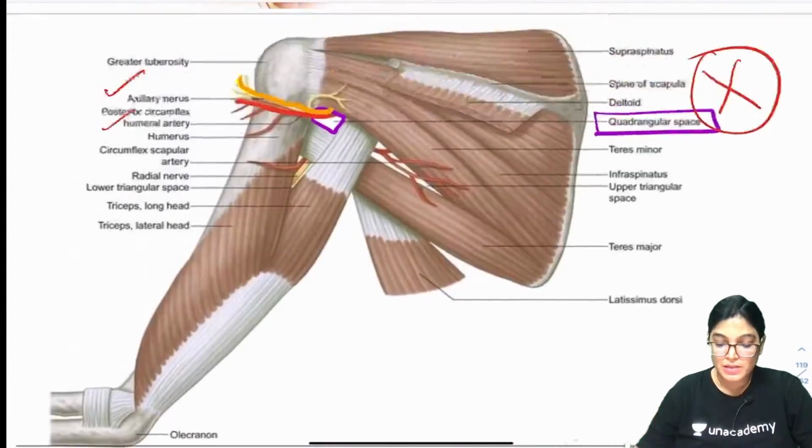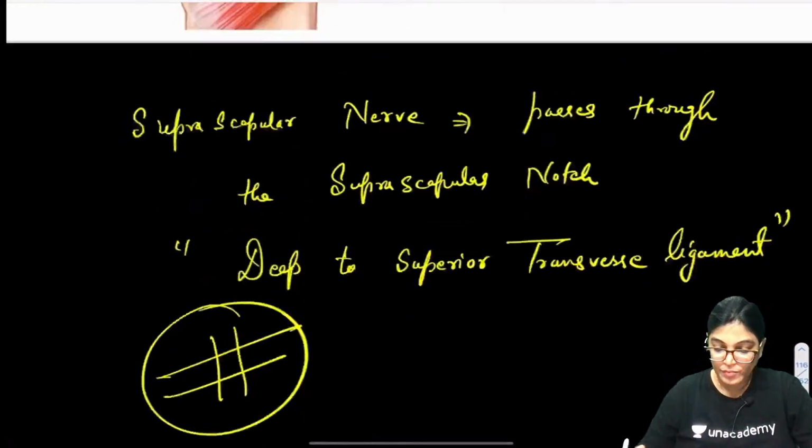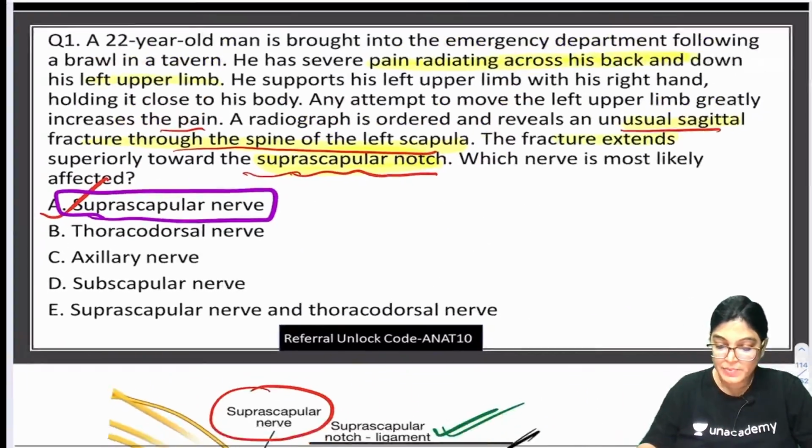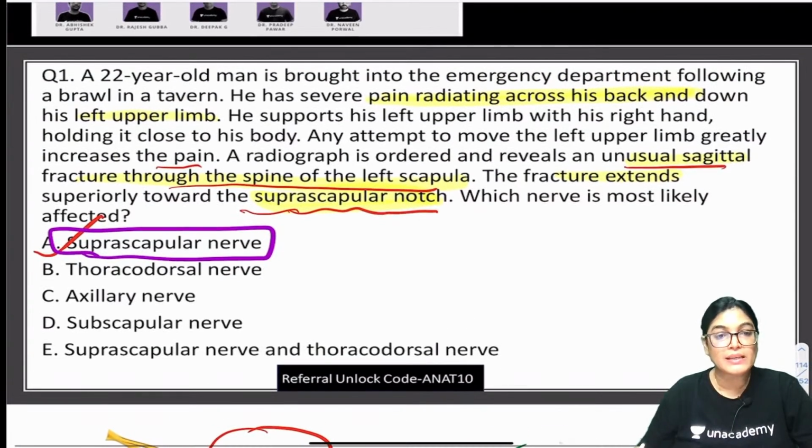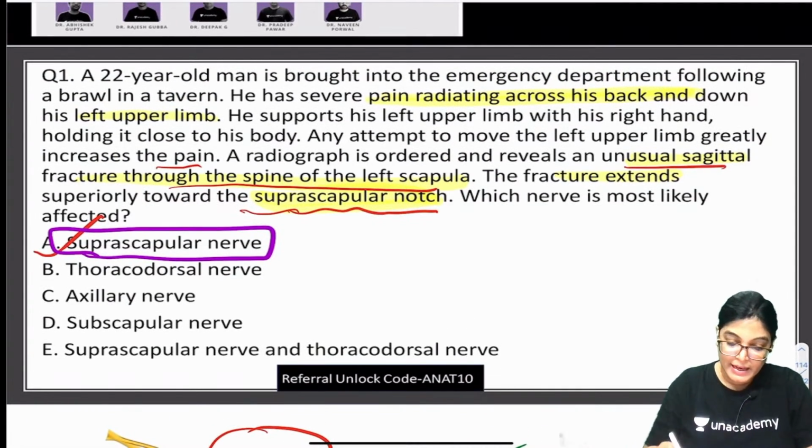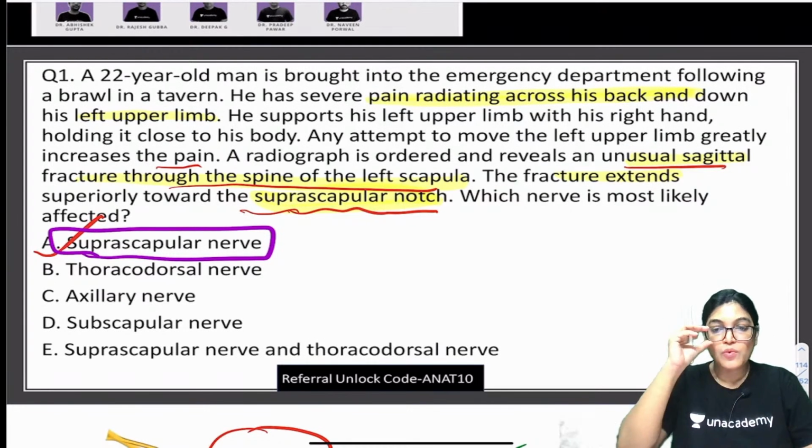So we are done with the first MCQ, and we have come up with the explanation of the right and the wrong options, and we have clearly seen that the suprascapular nerve is the correct answer for this MCQ. So let's move on to the second MCQ.